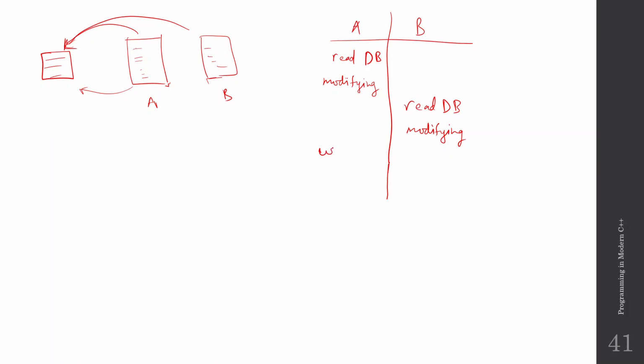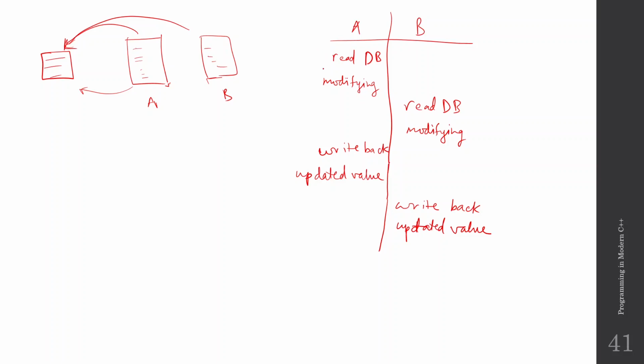Now let us say that A has finished modifying and it writes back the updated value to the database. Okay, now after this B has also finished, so B also writes back the updated value. Okay, so suppose that since both the tasks are happening together, let us say that this is the execution order. Okay, let us say by chance it happens like this.